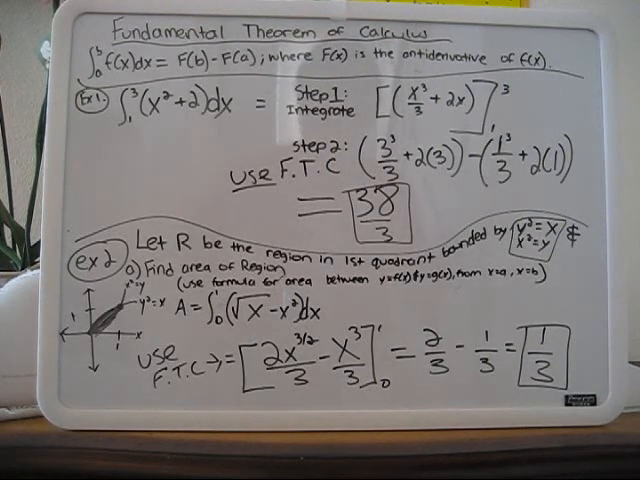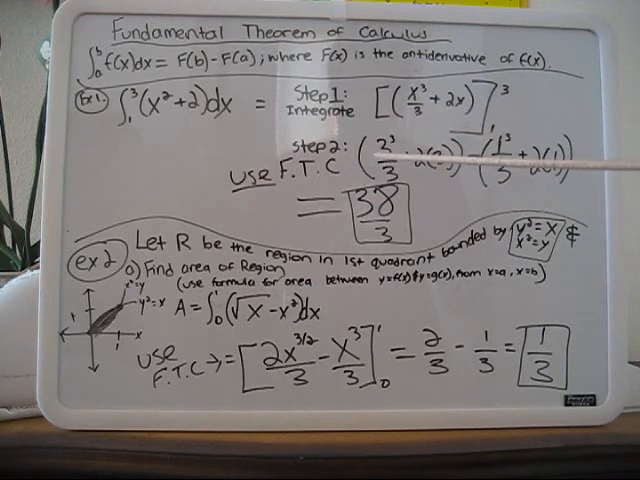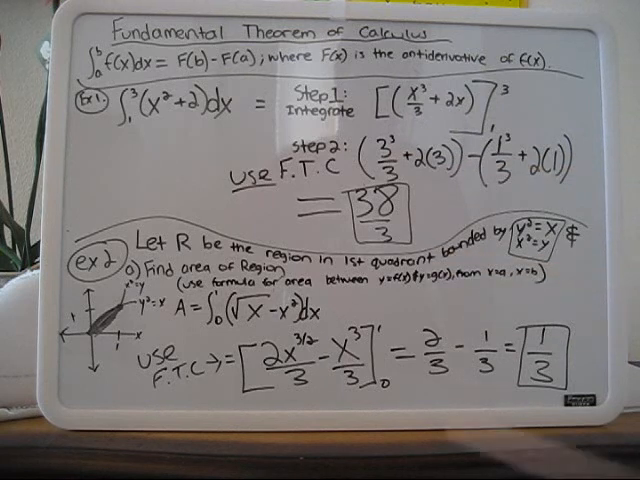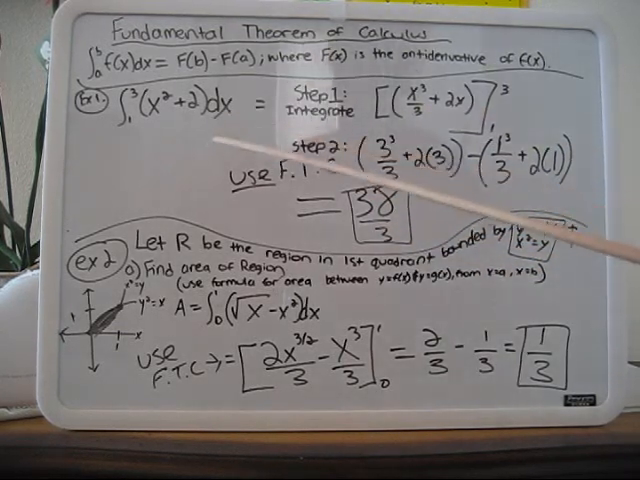Our first example is the integral from limits 1 to 3 of x squared plus 2 dx. Step 1 is to integrate, and you get x cubed over 3 plus 2x, to the limits 1 to 3. Step 2 is to use FTC, and you get 3 cubed over 3 plus 2 times 3, minus 1 cubed over 3 plus 2 times 1. Then you simplify everything, and you get 38 over 3. This is a really short, quickie.